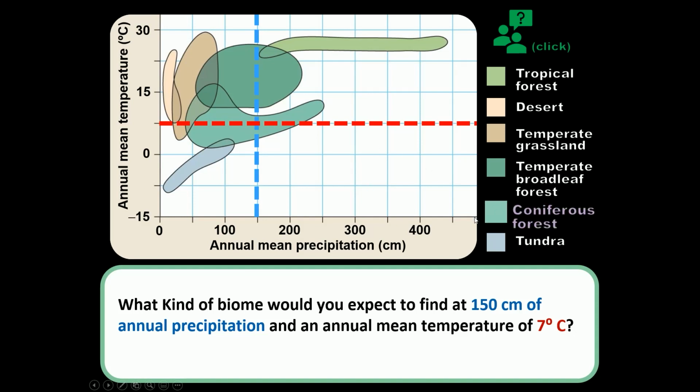It is a very subtle shade change that they went with between coniferous forest and temperate broadleaf forests. Do remember that coniferous forests occur in colder climates. Think pine trees, think Christmas, right? Those are the colder climate ones, but that is the correct answer for that particular question.